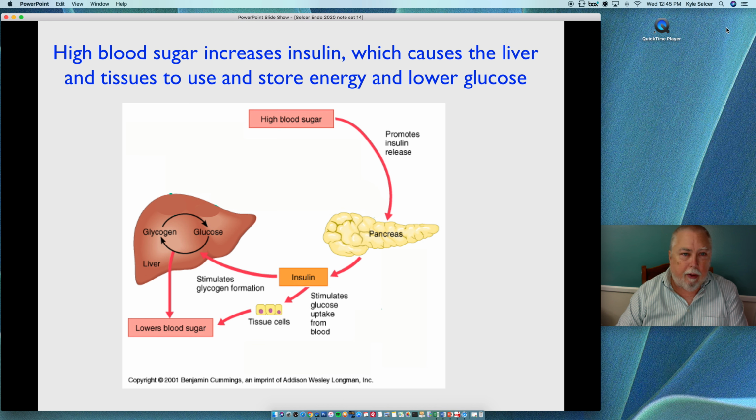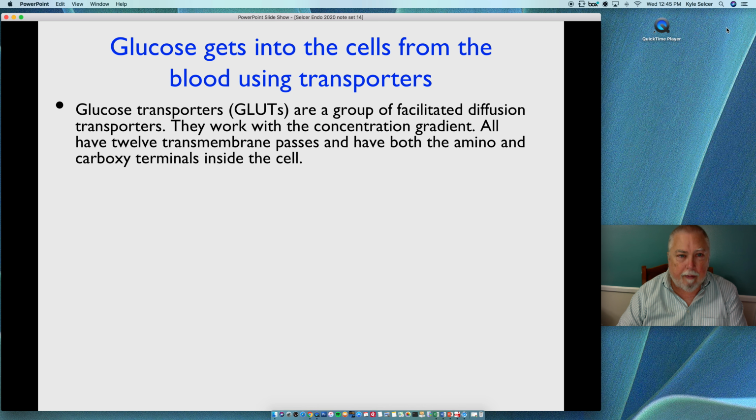Insulin causes the liver and the tissues to use and store energy, thereby lowering glucose. And then tissues both use and store, as we've already talked about. Glucose gets into the cells using transporters, glucose transporters, which are called GLUTs. There's another term for GLUTs, but we're not talking about those right now. They're a group of facilitated diffusion transporters. They work with the concentration gradient. They do not use energy to do this. And all have 12 transmembrane passes.